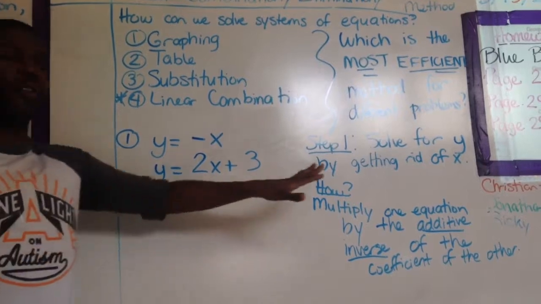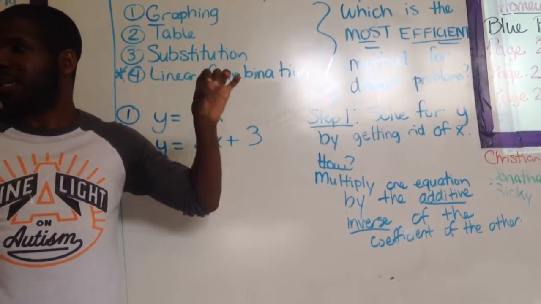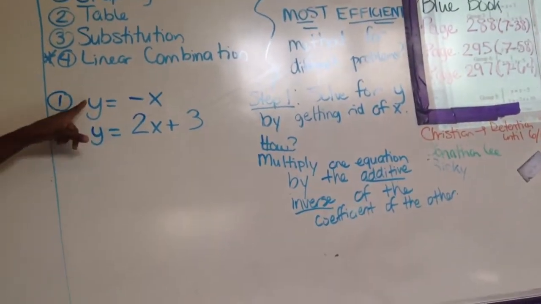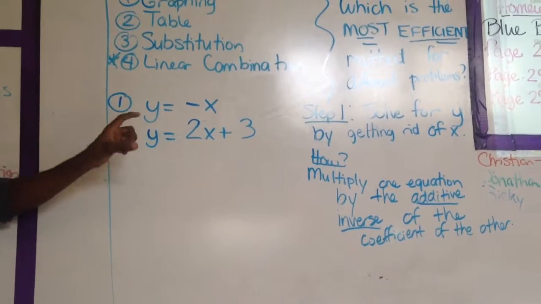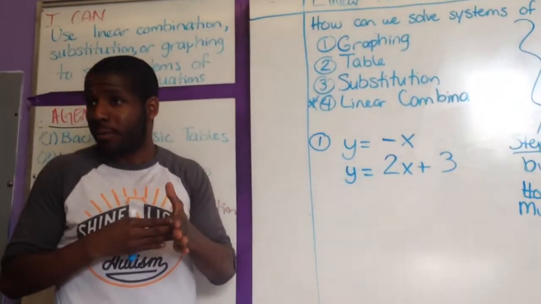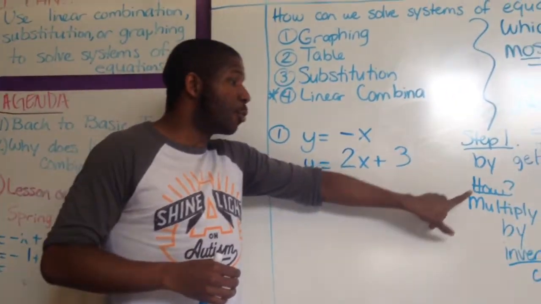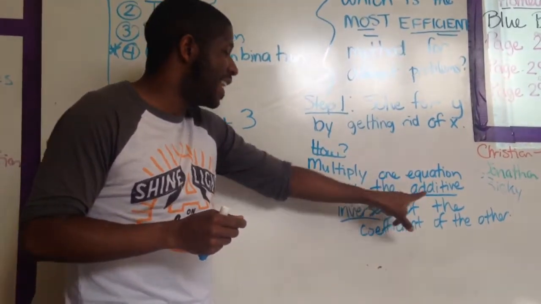Now we got that down. Let's go over this example. We're going to do two examples together. So the first time it will not make as much sense, but watch. Now, the first example is step one. We're solving for y by getting rid of x, because we want y by itself. Are y'all following me? Now, how are we going to do that? We're going to multiply one equation by the additive inverse.